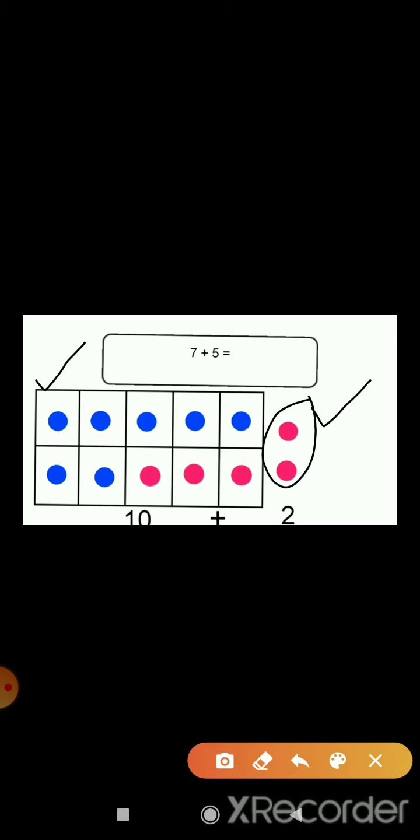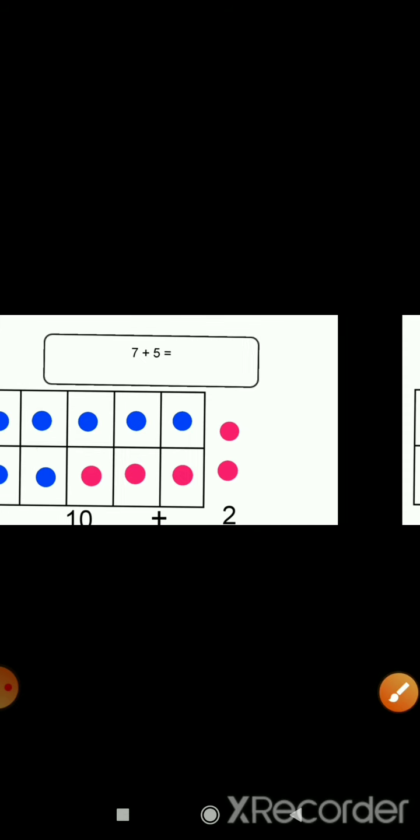So 10 plus 2. Can we add 10 plus 2? Yes. 10 plus 2 is equal to 12. It's very easy. So we can directly write here as 10 plus 2 is equal to 12. So 7 plus 5 is equal to 12. Got it students? See how easy it is when we are adding with the help of the tens frame.